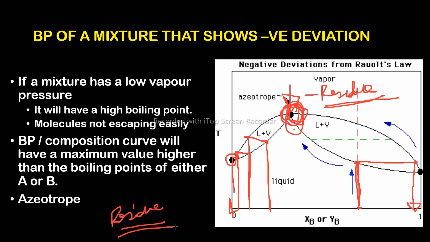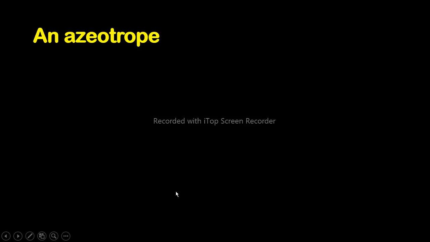Here you cannot further separate it using physical means by mere heating. Then you need to employ other means of separating that azeotropic mixture. Is that really okay? Is that good? Yes. I hope it's really good.